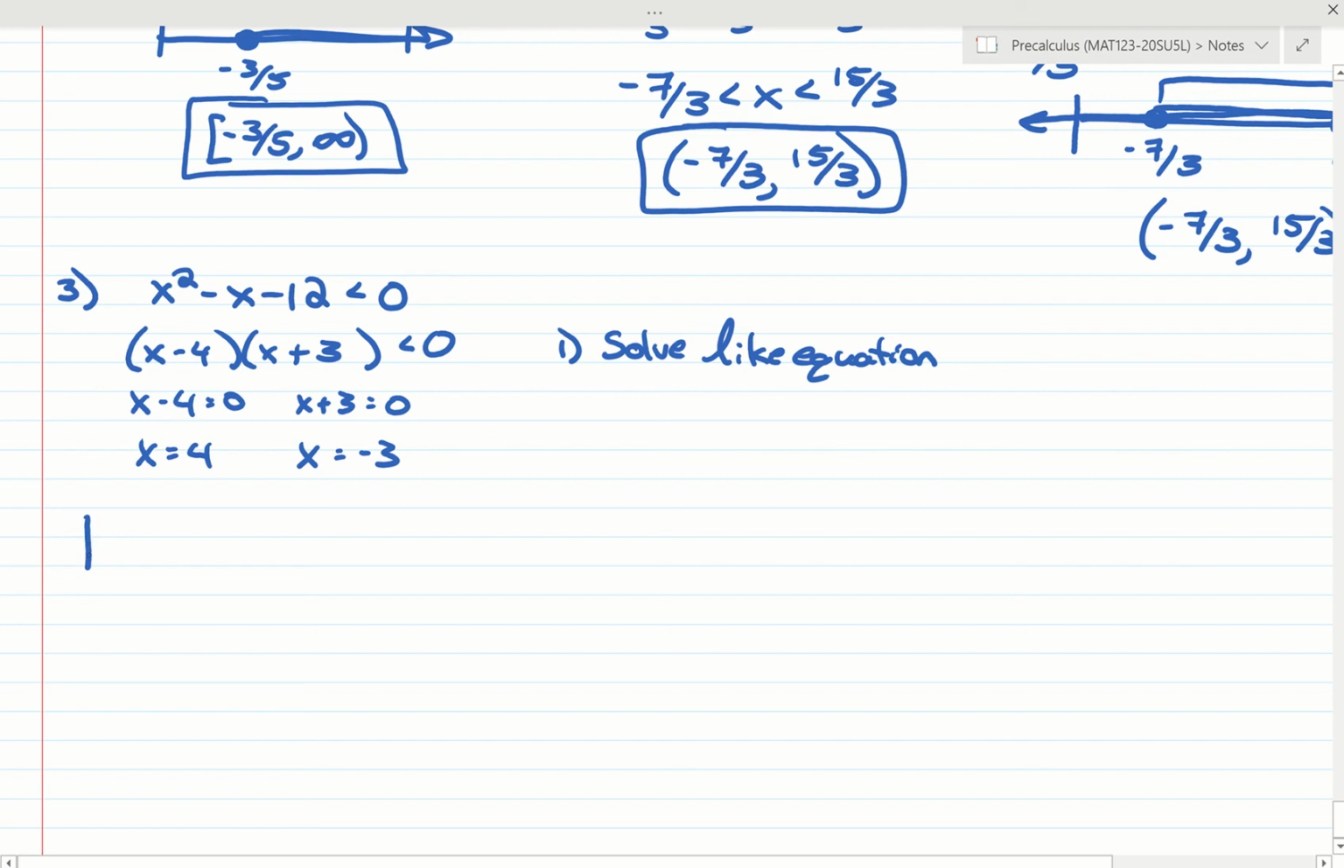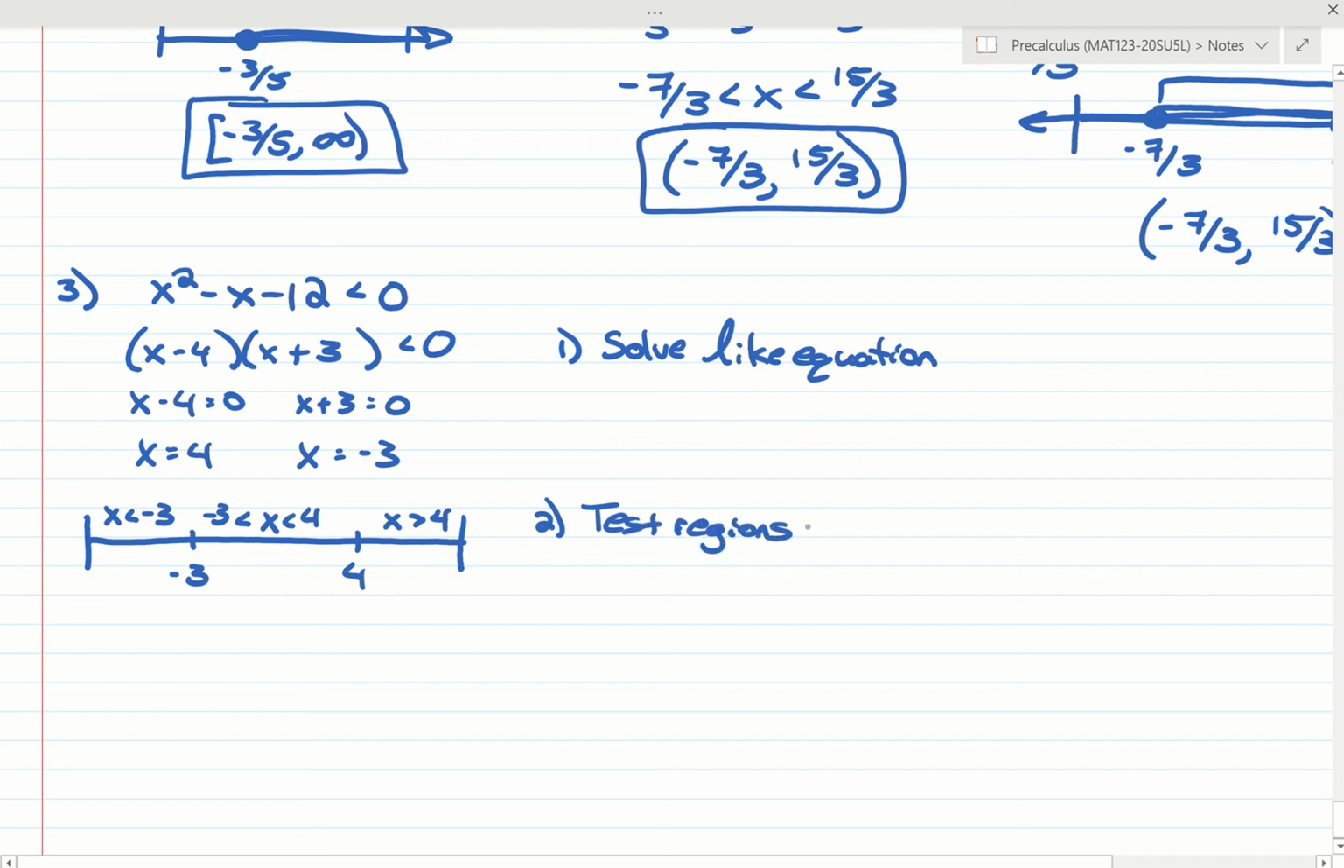The actual second step we're going to do is make a number line with negative 3 and 4 on it, and we're going to test numbers in each of those regions. So for example, this region right here would be any number less than 4 and greater than negative 3. This region would be any number greater than 4, and this area would be any number less than negative 3. So let's write that for step 2. Let's say test regions on a number line.